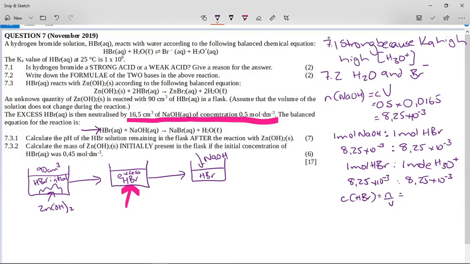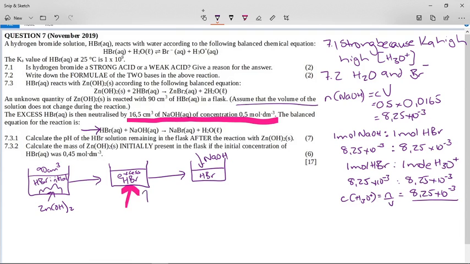Remember to always put the formula in for the marks. So there's my number of moles of hydrogen bromide, which means it's the number of moles of hydronium ions. So this in actual fact shouldn't say the concentration of hydrogen bromide. Sorry, it should actually say the concentration of hydronium ions. I apologize. Okay, and then the volume. Remember it said to you, assume that the volume of the solution does not change in the reaction.